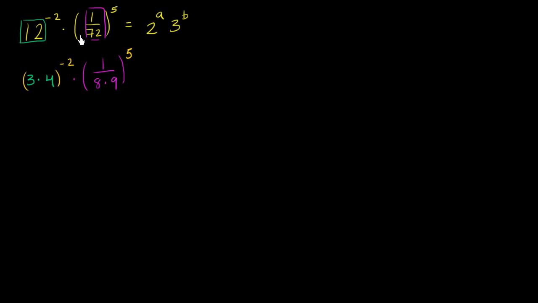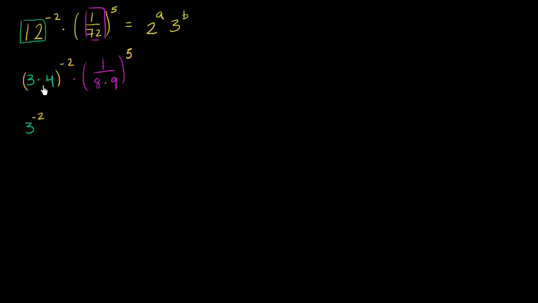And I'm just going to keep trying to simplify the left hand side in terms of powers of 2 and 3, and then see if we can match what a and b need to actually be equal to. So let's look at this right over here. If we have the product of two numbers raised to an exponent, we know from our exponent properties that this is going to be each of those numbers raised to that exponent, the product of each of those numbers raised to that exponent.